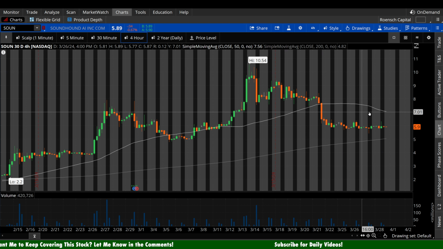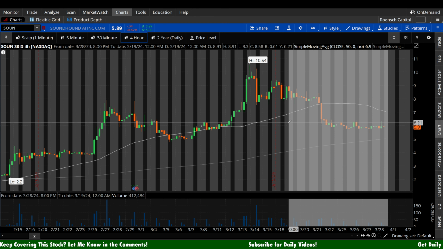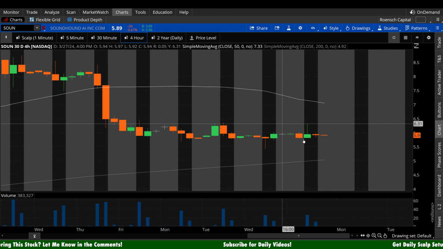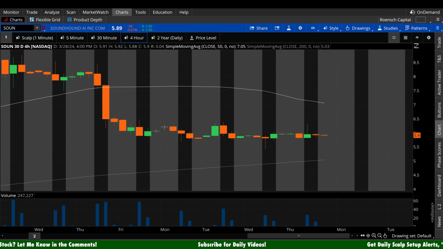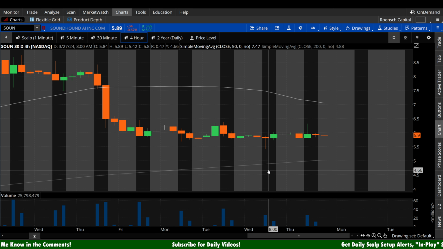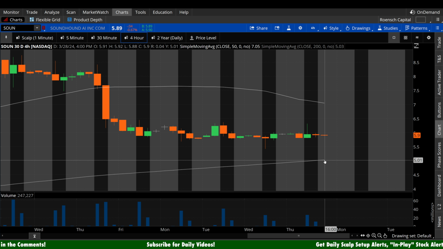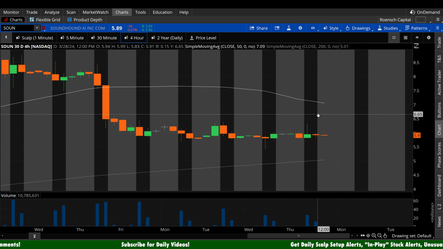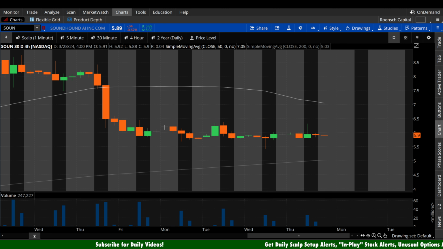Now, let's move on to the 4 hour and see if this one is in play. And we currently find ourselves right in between a channel, in between that 200 period and the 50 period. Listen, both of these require a bit of a move. The 200 period's currently at about $5 a share. The 50 period's coming into $7.